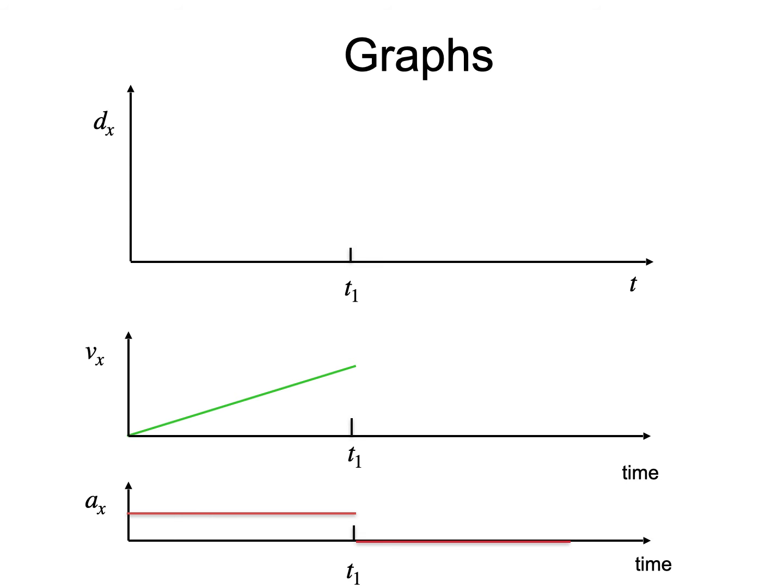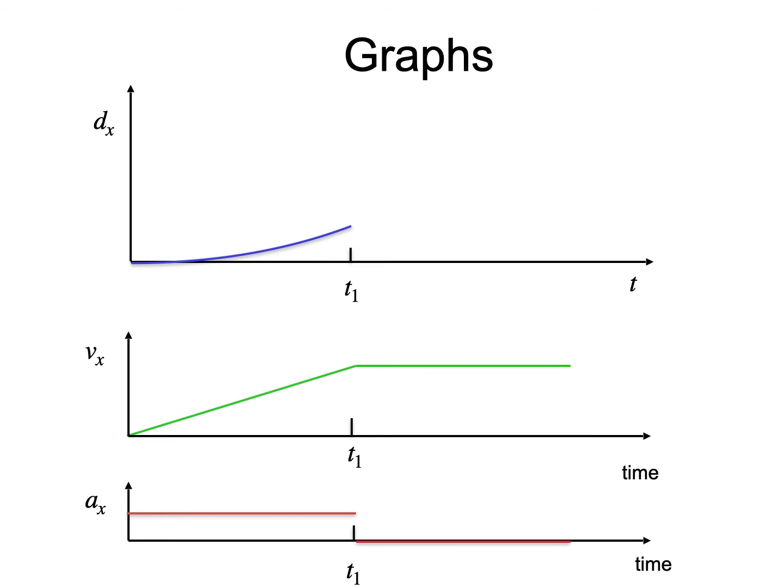After t1, the x component of the velocity stays the same as the value it had at t1, and the line is horizontal, since the acceleration is 0. For the dx versus time graph, we start at the origin, and with a x component of velocity equal to 0. The slope of the tangent to the curve must be 0 at the start.